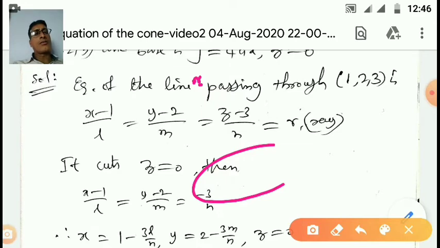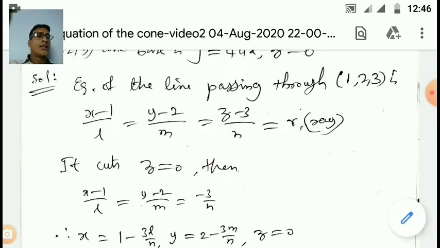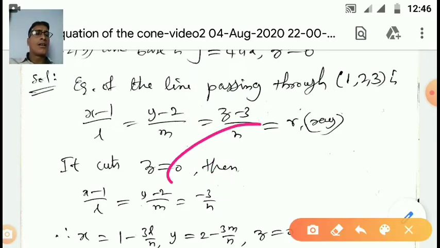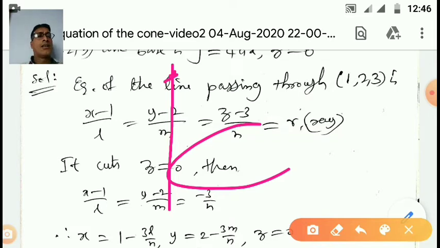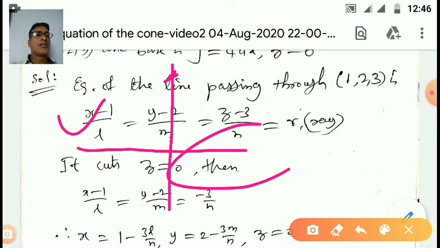First of all, we have to find the equation of the generator. The generator is a straight line passing through the vertex and intersecting the base curve. So the equation of the generator can be written like this: (x − 1)/l = (y − 2)/m = (z − 3)/n, because (1, 2, 3) is the vertex and here l, m, n are the direction ratios of the generator.